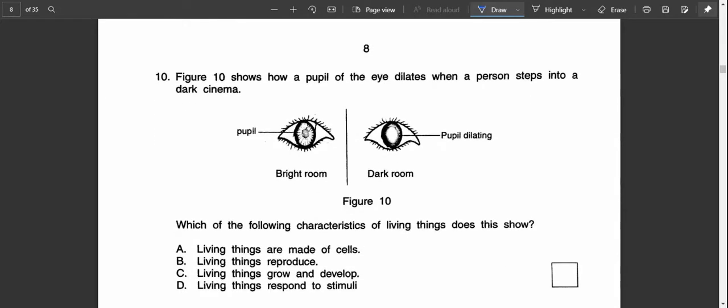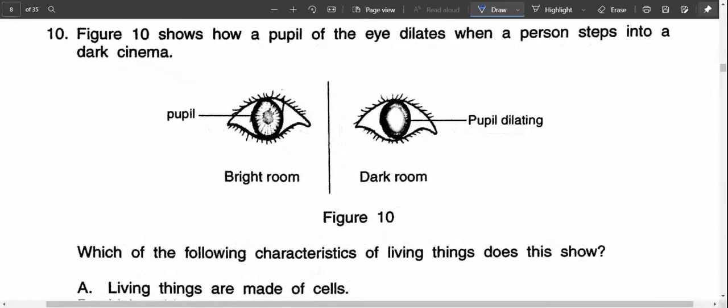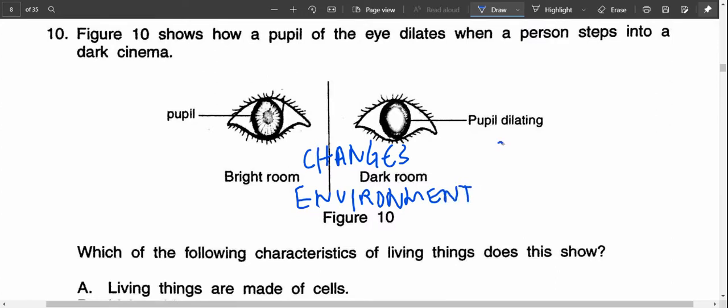And number 10, figure 10 shows how a pupil of the eye dilates when a person steps into a dark cinema. So in the bright room, the pupil is small. In this one, the pupil becomes large. So if you look there, there are changes observed as the environment is changing. So bright room, dark room is the environment. One has more light, one has less light. And every time there's changes in the environment, we can say that we are responding to these changes.